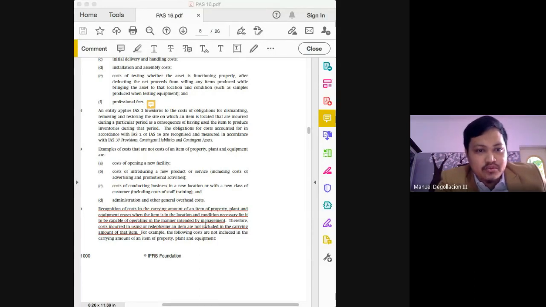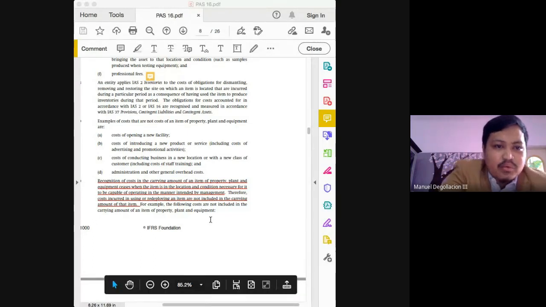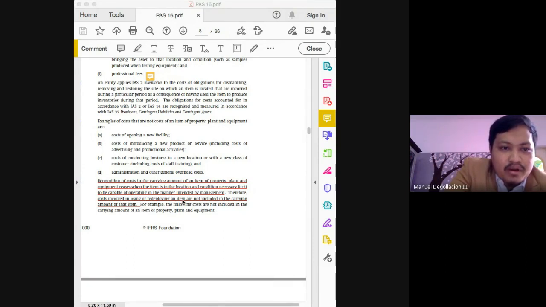Okay, recognition of costs in the carrying amount of an item of property, plant, and equipment ceases when the item is in the location and condition necessary for it to be capable of operating in the manner intended by management. Okay, this paragraph here, class, just supports our discussion earlier, why it makes sense, why subsequent costs will generally be not part of the cost of the asset.